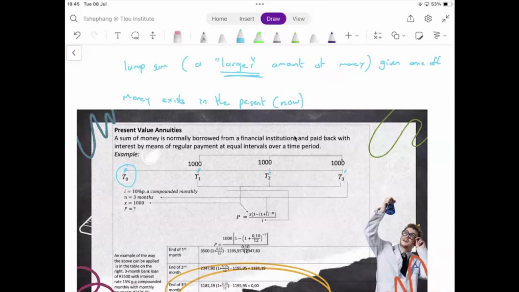What I'm going to do is I'm going to be paying the bank 1,000 rands every single month. The 1,000 rands that I'm paying every single month, those are X, right? Those are the regular payments. But what the bank gave me is what? Is the lump sum. It was a once-off payment to me. Okay. I hope it's clear there.